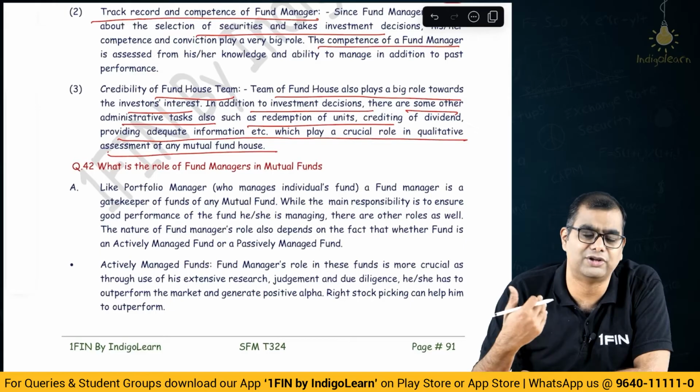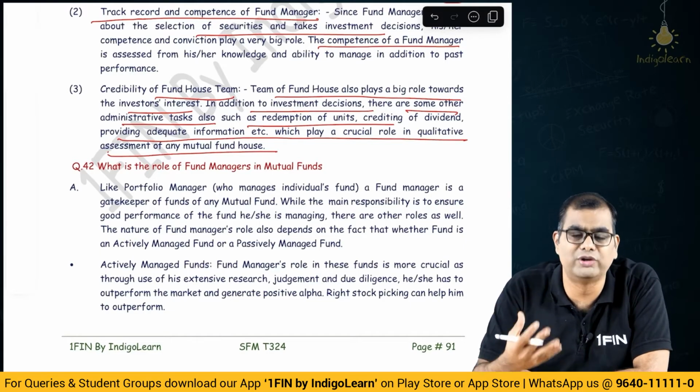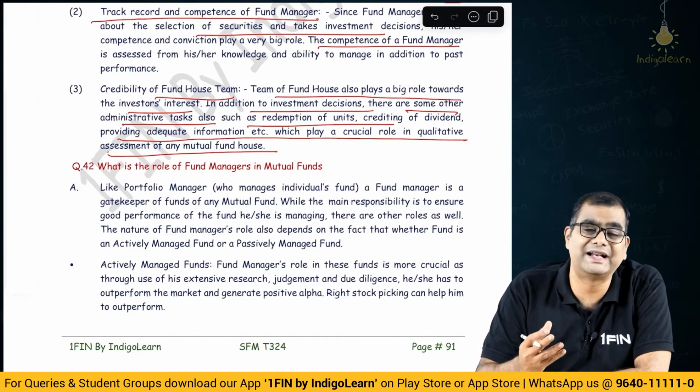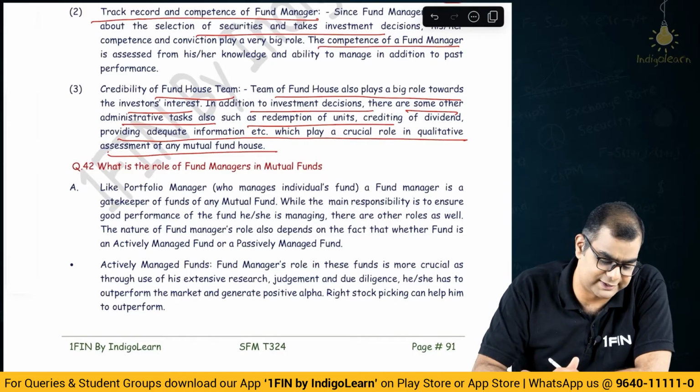Are you giving information properly? Are your redemption proceeds coming properly? Is new information coming out properly? Is your expense ratio being clearly disclosed? All of these are also qualitative factors.